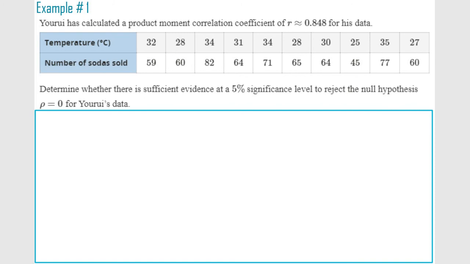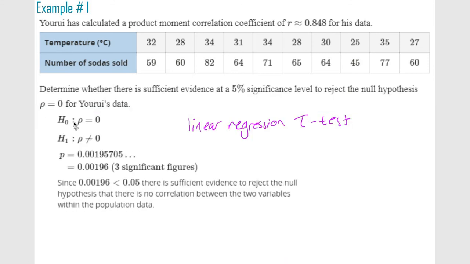Okay, so here we've got the correlation coefficient for the data. All right, we want to know whether there's sufficient evidence at the 5% significance level to reject the null hypothesis for p equals 0. Okay, so the null hypothesis, the alternative hypothesis, we use a linear regression t-test, because we don't know the population statistics, and since it's less than 0.05, there is sufficient evidence to reject the null hypothesis, that there's no correlation.